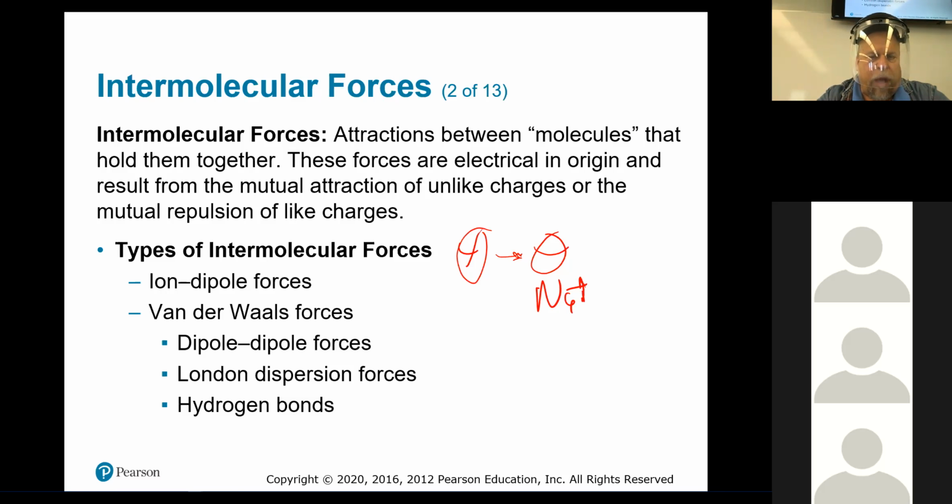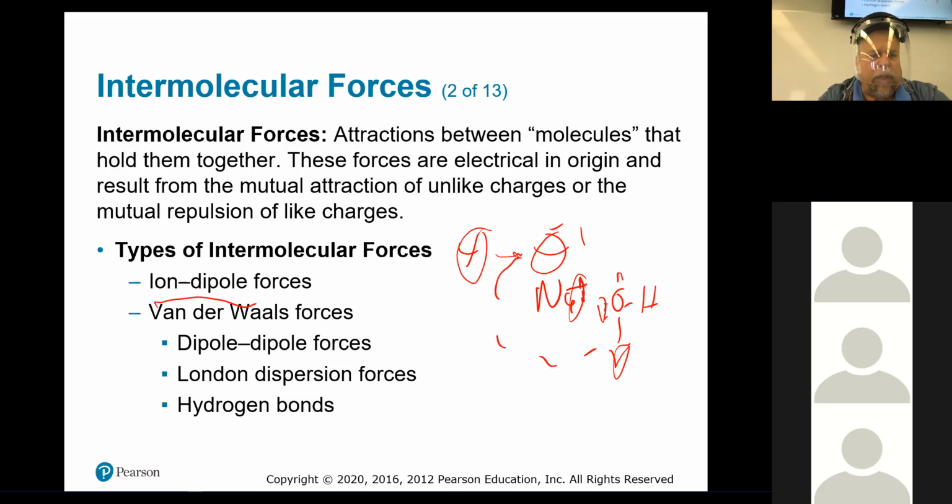How does the sodium ion interact with the water molecule? Well, you have this plus region here and this negative region there, and those will interact. So essentially you get a whole lot of water molecules all around the sodium ion. That's one reason sodium salts dissolve. Those are called ion-dipole forces.